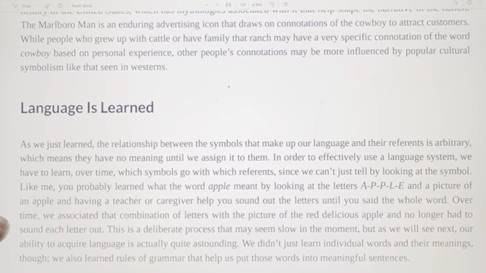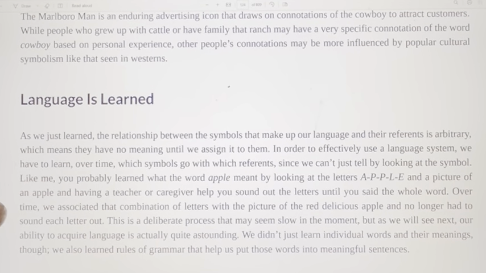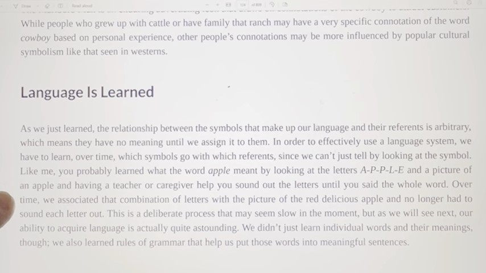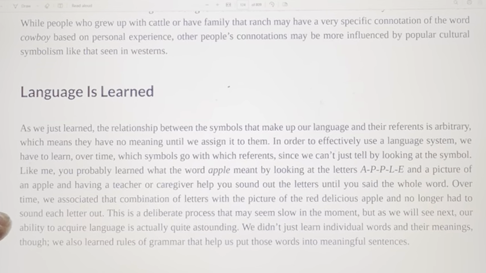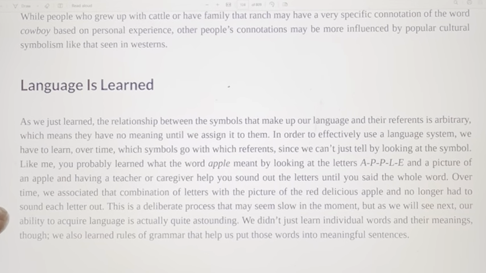The Marlboro Man is an enduring advertising icon that draws on connotations of the cowboy to attract customers. While people who grew up with cattle or have family that ranch may have a very specific connotation of the word cowboy based on personal experience, other people's connotations may be more influenced by popular cultural symbolism like that seen in Westerns.